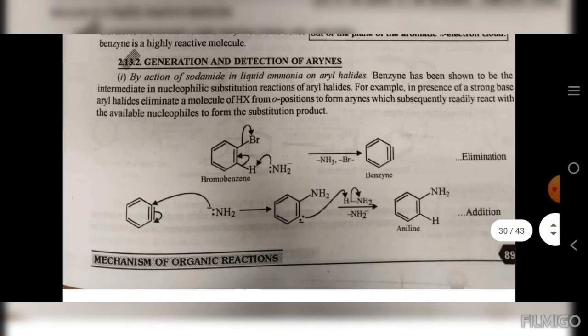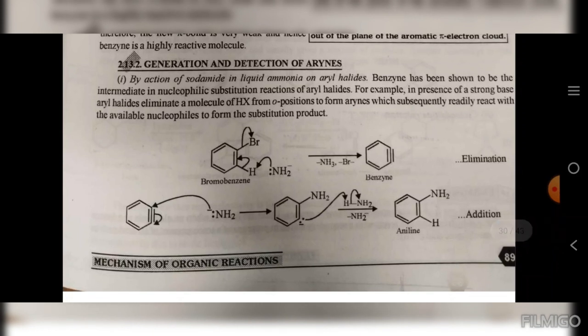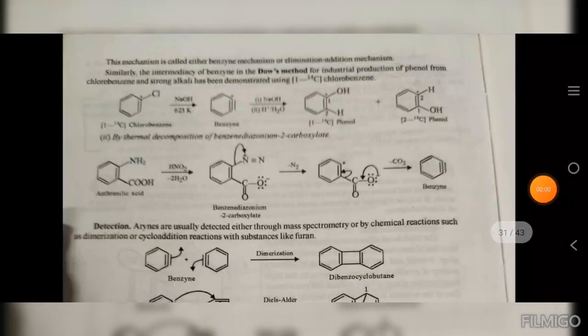Generation and detection of arynes. By action of sodamide in liquid ammonia on aryl halides, benzyne has been shown to be the intermediate in nucleophilic substitution reaction of aryl halides. For example, in presence of a strong base, aryl halides eliminate a molecule of HX from ortho positions to form arynes, which subsequently readily react with the available nucleophiles to form the substitution product. Bromobenzene, benzyne, aniline, elimination, addition. This mechanism is called either benzyne mechanism or elimination-addition mechanism.